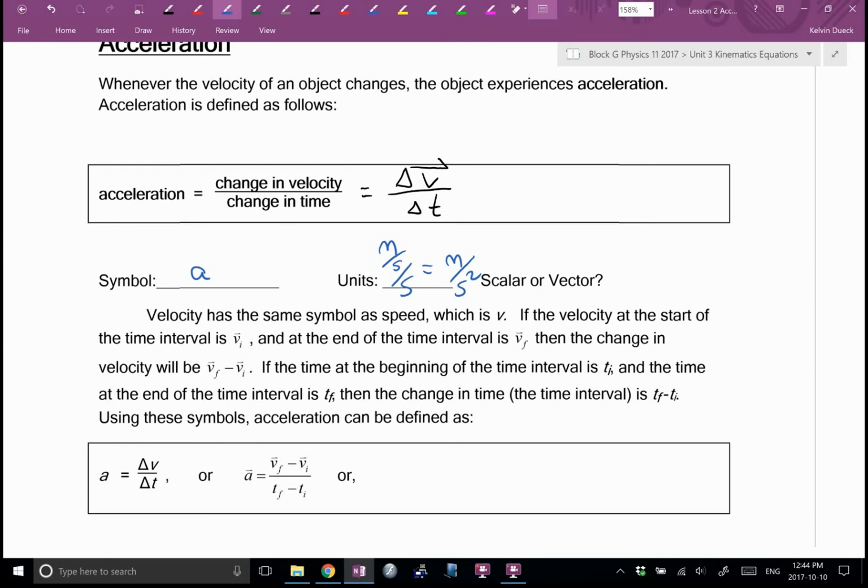Scalar or vector? Does it make a difference which way you accelerate? It did in the last question that we did. Yeah, oh heck yeah. It is absolutely a vector.